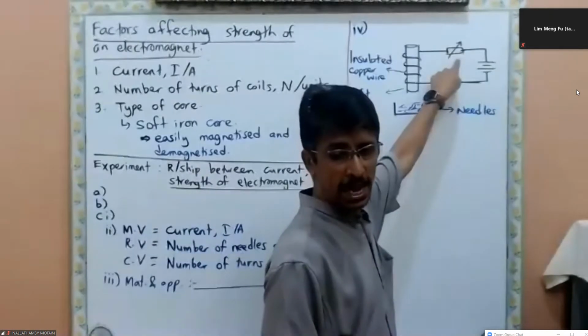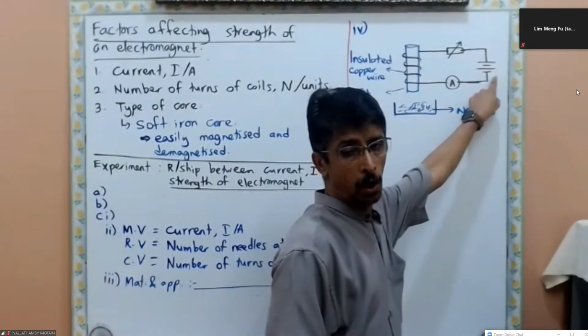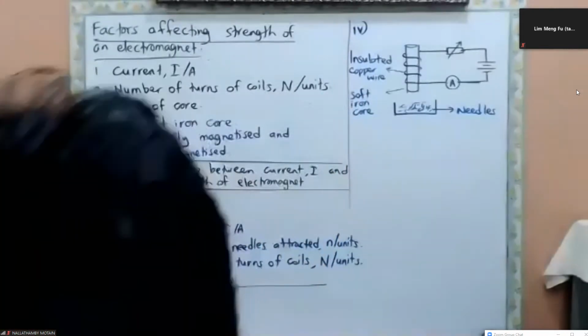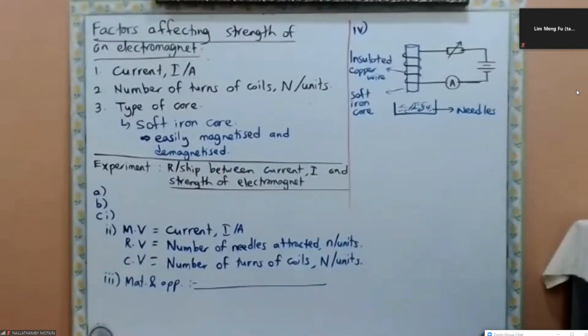And this one you label as rheostat, ammeter, battery, or you can write DC power supply. Don't write AC. DC power supply. Okay, draw first. Must know how to draw. Okay, already drawn. Please practice.